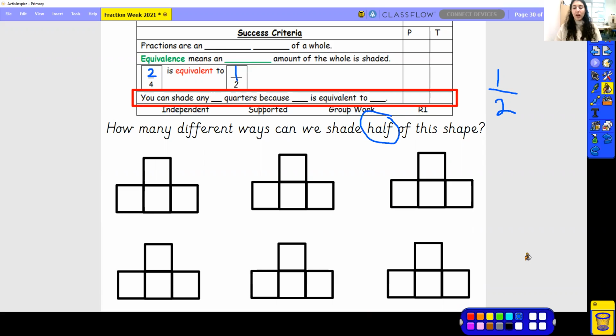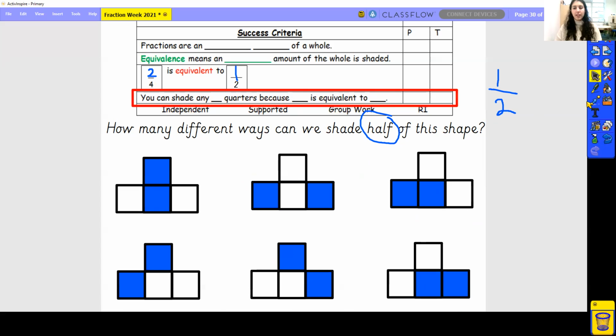So does it matter which 2 quarters we shade? No, you can shade any 2/4 because 2/4 is equivalent to 1/2. So you may have said that you could have shaded the middle two. You may have shaded the end two, or maybe the left and the middle, or maybe the right and the middle, or maybe the right and the top one, or maybe the left and the top one. So hopefully you've got a couple of these combinations pointed out.